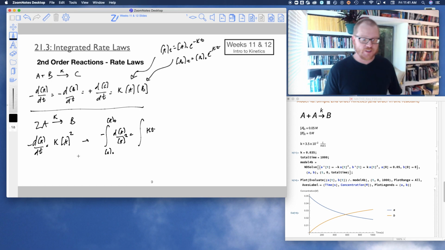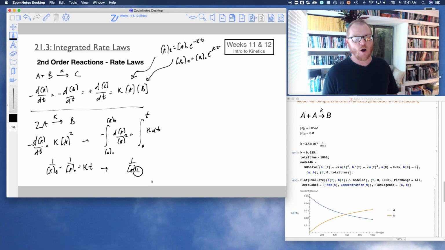And so when I go to solve this thing, what I end up getting is the following. 1 over A at t minus 1 over A0 equals, oh, that's k dt, integrated from 0 to t. And so then now that all equals kt. And so rearranging now, 1 over A at t equals kt plus 1 over A0. And this is the linear form of the integrated rate law, where this is now y equals mx plus b. All right?